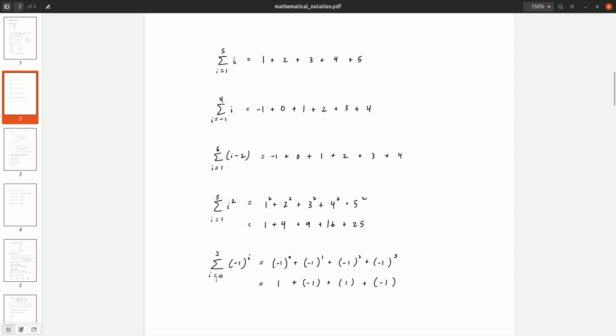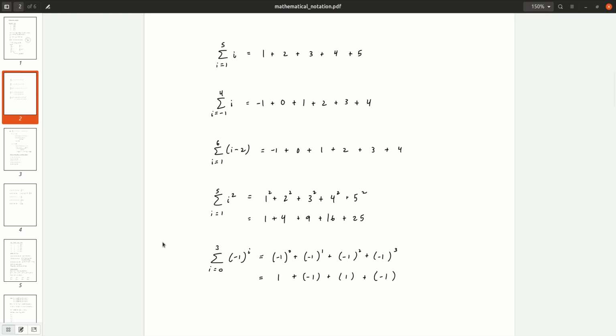And then the last one is slightly tricky. It's minus 1 to the i power, starting at 0 and going up to 3. So minus 1 to the 0 power is 1. Minus 1 to the 1 power is minus 1. Minus 1 squared is minus 1 times minus 1, which is 1. Minus 1 cubed is minus 1 times minus 1 times minus 1, which is minus 1. So this one evaluates.